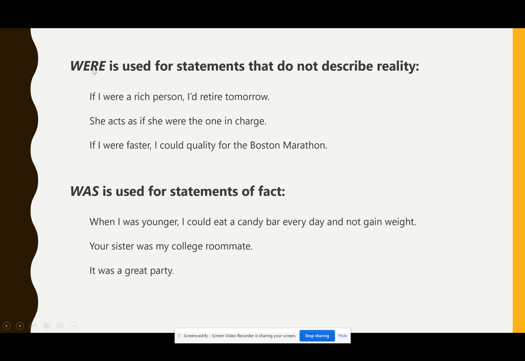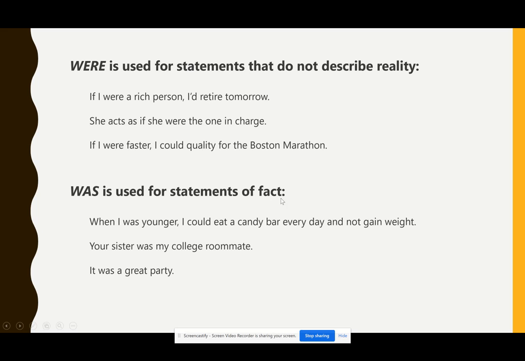Okay, another way that you can think about the word were is it's used for statements that do not describe reality. If I were a rich person, I'd retire tomorrow. She acts as if she were the one in charge. If I were faster, I could qualify for the Boston Marathon. So those are all not realistic. And so we use the word were to kind of describe a fairy tale situation.